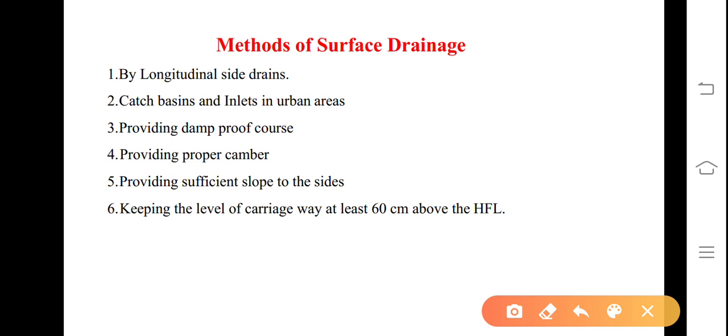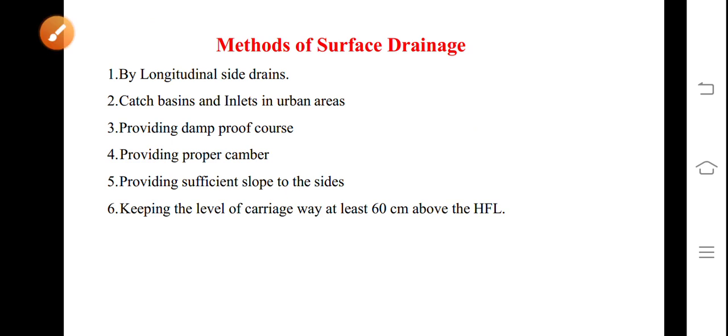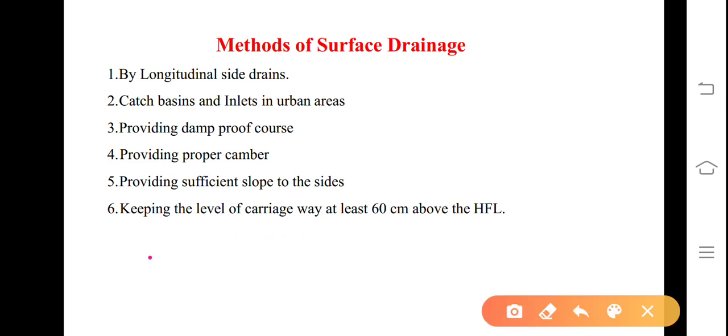One, by longitudinal side drains. Second, catch bins and inlets in urban areas, providing damp proof cores either using a bituminous blanket or geosynthetic material or cement concrete layer in the form of a bed, providing proper camber, providing sufficient slope to the sides, and keeping the level of carriageway at least 60 centimeter above the HFL.